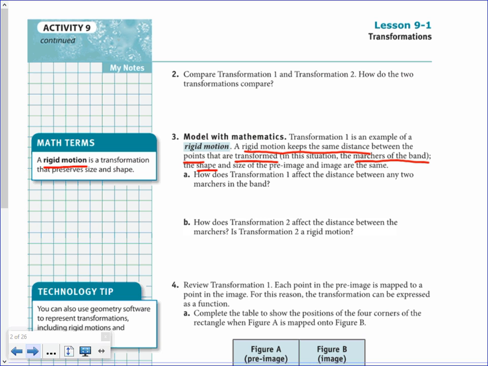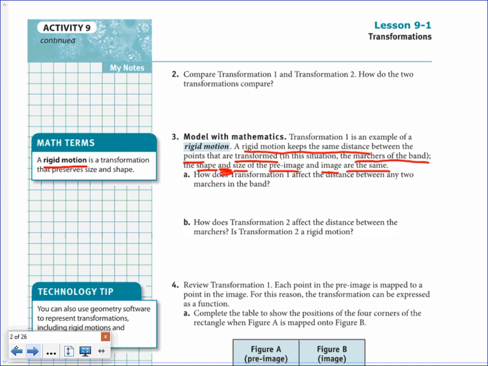The shape and the size of your pre-image and image are the same. They are the exact same shape and size. That's only for a rigid motion. If your shape or size change, then it's no longer a rigid motion. So how does transformation 1 affect the distance between any two marchers in the band?